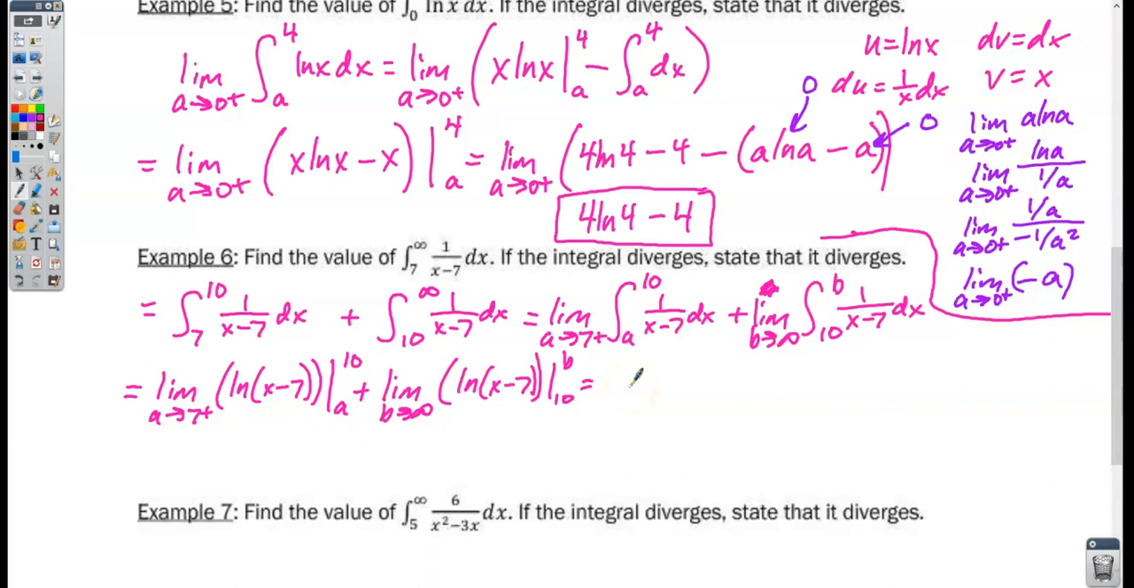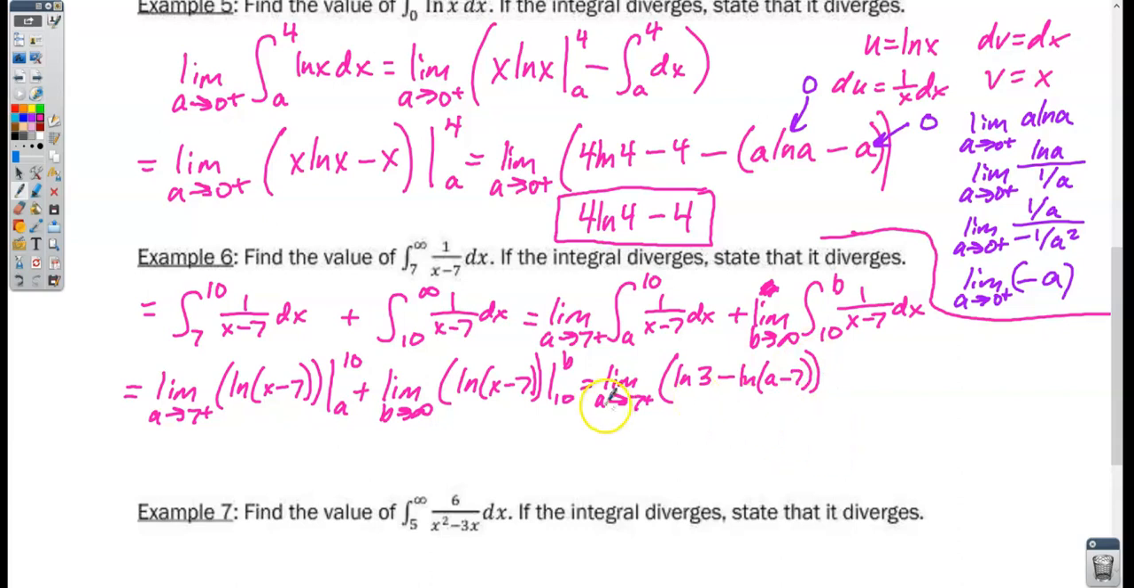And so this turns into a whole lot of stuff, but let's look at this part right here. Well, let's go ahead. Why not? I've got the time. Let's keep going. The limit as a goes to 7 from the right of the natural log of 3 minus the natural logarithm of a minus 7.